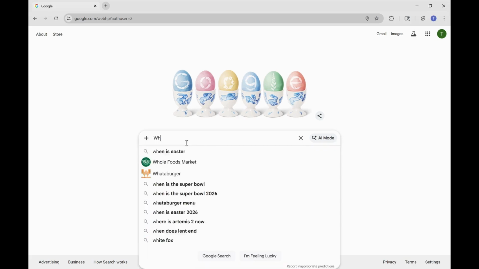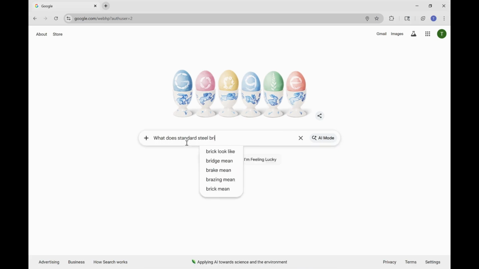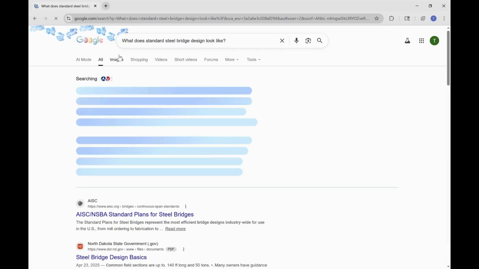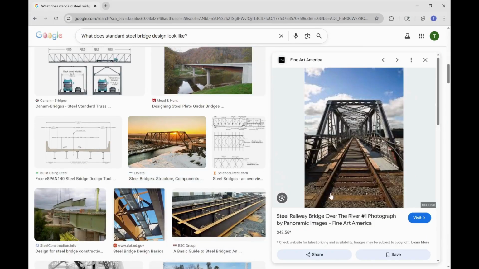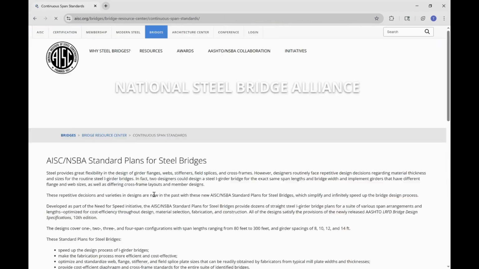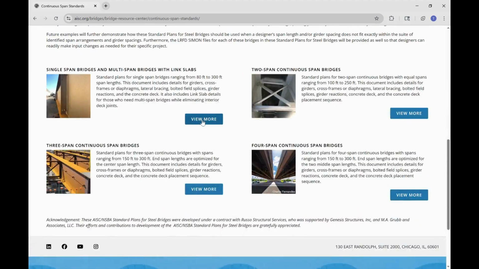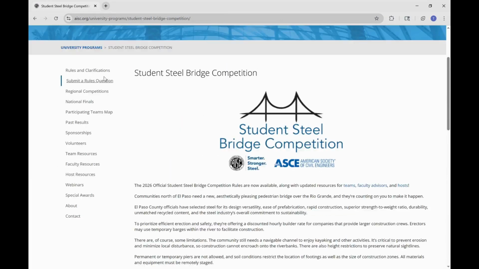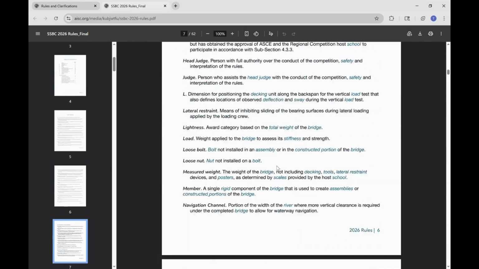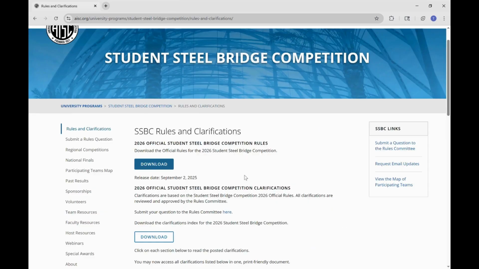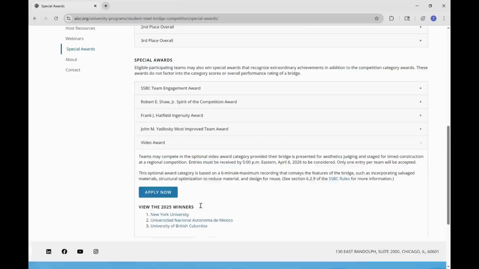The first is design. Design is the first step in any construction project, and it's almost never a straight line from start to finish. What comes out of that process is a refined design that is strong, practical, and optimized for performance. A complex design might work perfectly in analysis, but fail when it comes time to build it. For us, this design process began in September when the rules were released.